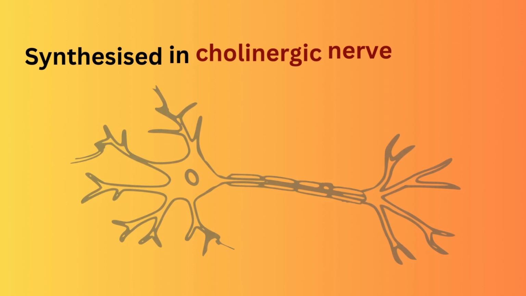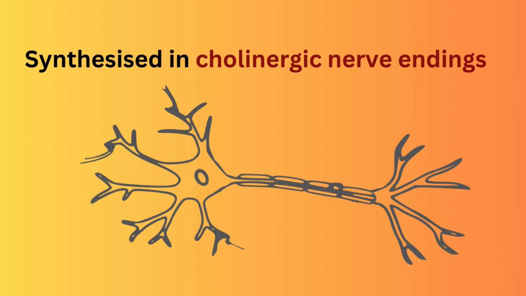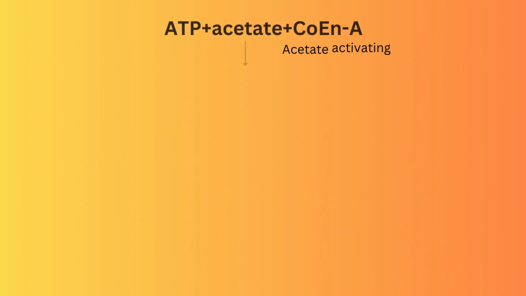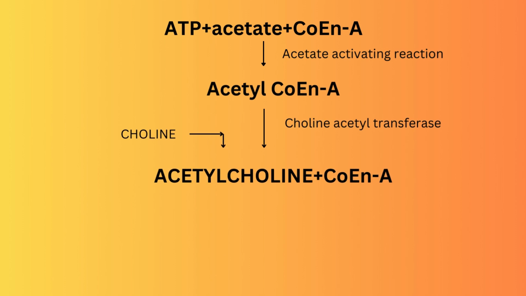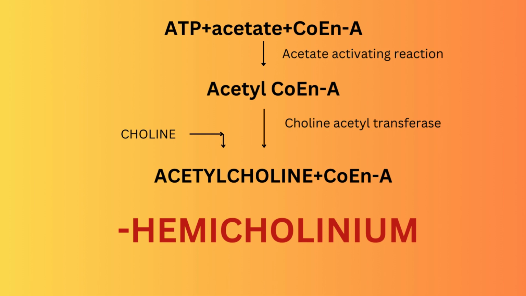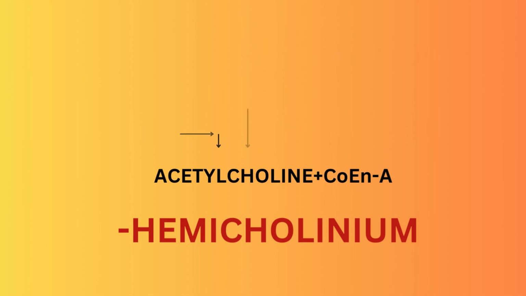Acetylcholine is synthesized locally in cholinergic nerve endings. For that, acetate and coenzyme A undergo an acetate activating reaction to form acetyl coenzyme A. Choline is actively taken up by a sodium choline cotransporter and reacts with this acetyl coenzyme A in the presence of choline acetyltransferase to form acetylcholine and coenzyme A. Choline uptake can be inhibited by hemicholinium, thereby inhibiting the entire process and depleting acetylcholine synthesis in the body.